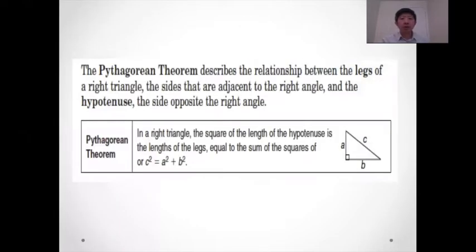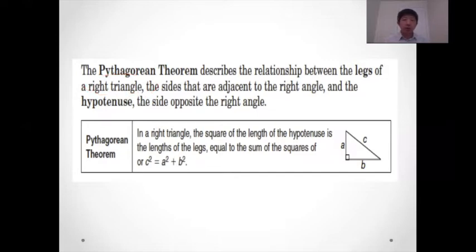Now, the Pythagorean theorem describes the relationship between the legs of a right triangle, the sides that are adjacent to the right angle, and the hypotenuse, the side opposite the right angle. So it has to be a right triangle, and then we can have the Pythagorean theorem, okay?